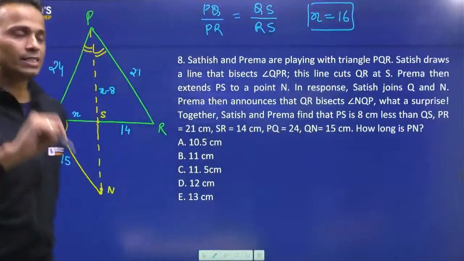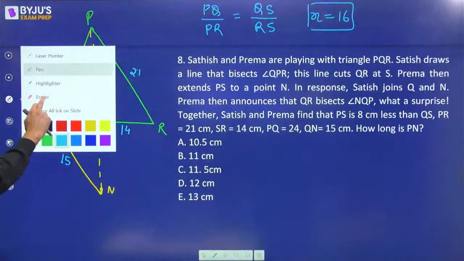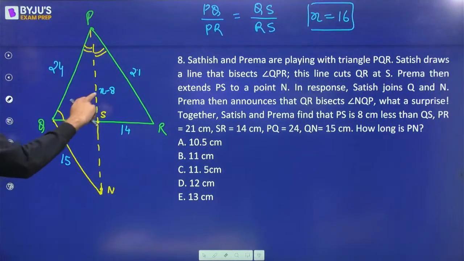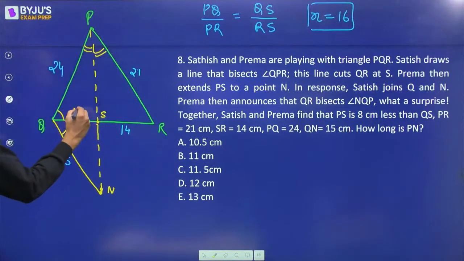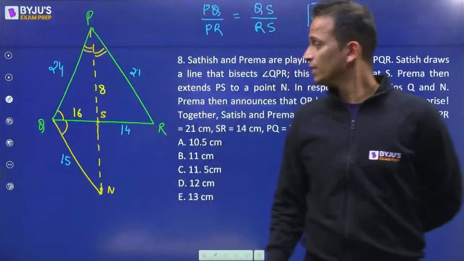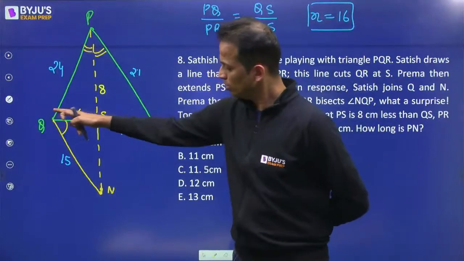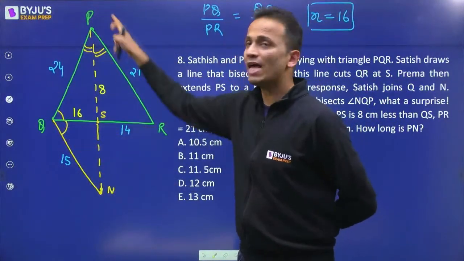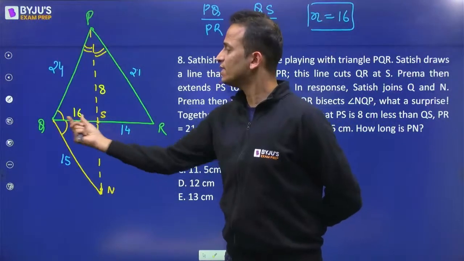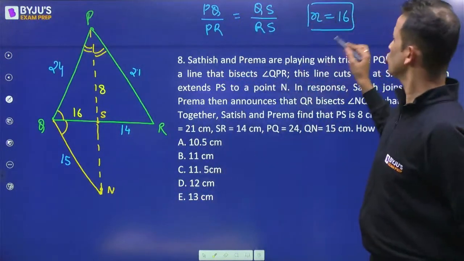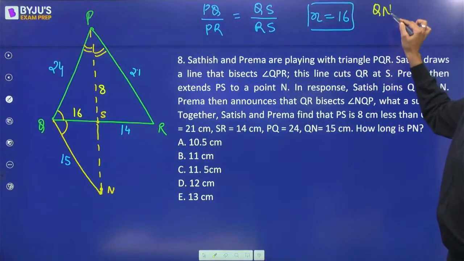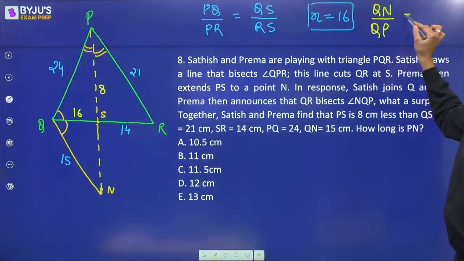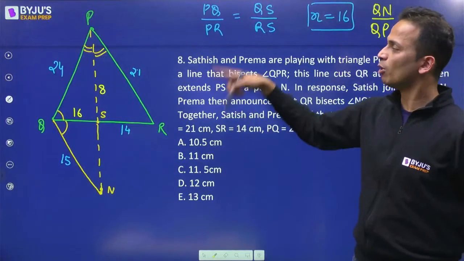ठीक है? तो X की value 16 लिख देते हैं. So अगर X 16 है तो X minus 8 will be 8. Alright? So this is 16 and this is 8. One thing over. Now look at another triangle QNP. Q and P. QS is the angle bisector of angle Q. So you can further say that QN upon QP is equal to SN upon SP.